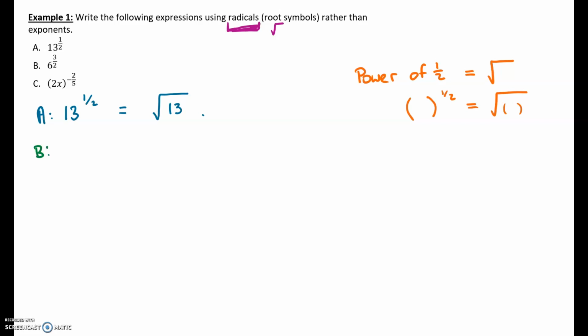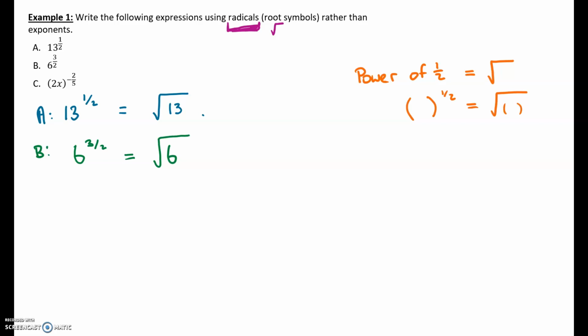B. 6 to the power of 3/2. Okay, so what does this mean? Well, if you look at the 13 to the power of 1/2, the power was a 1/2. It was a 2 on the bottom, and that gave you the square root. This one also has a 2 on the bottom. Whatever number is on the bottom tells you the kind of root that you have. So this is the square root of 6.